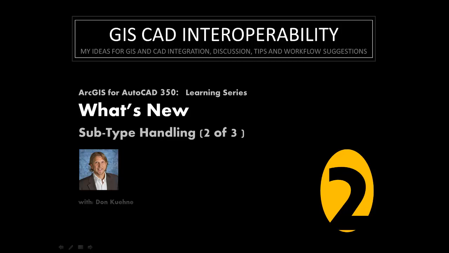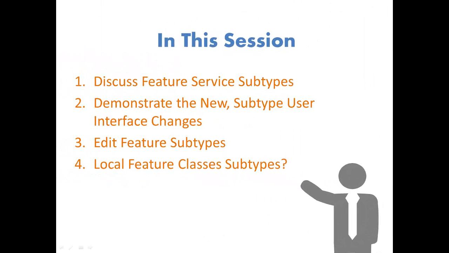Welcome to this second session in this What's New series. In the first session, I took a look at support for feature service domain constraints. I demonstrated how individual subtypes can have their own sets of distinct attribute domain constraints. I pointed out that subtype fields themselves are implemented as coded value domains. In this session, we'll take a more in-depth look at working with subtypes.